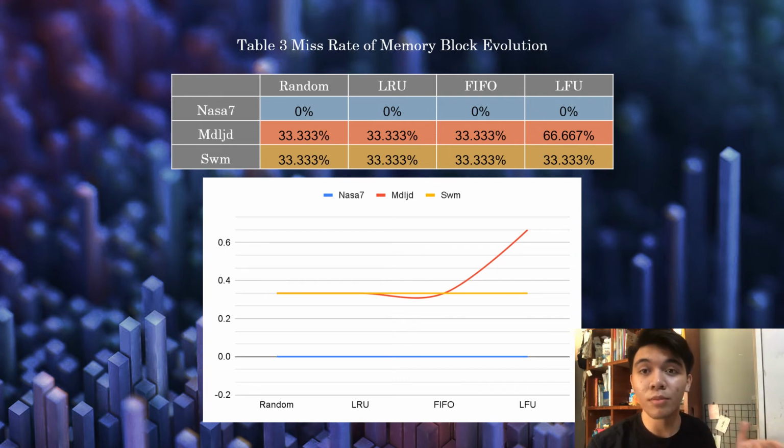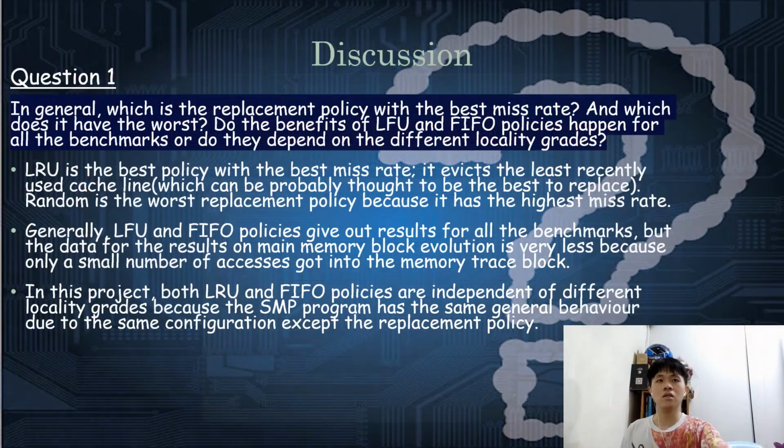As we can see here, the data in the table is quite different from the previous two tables, memory block evolution, according to the graph slide. As we can see, NASA 7 has been used to analyze all 4 replacement policies. For NASA 7, we get a constant value, which is 0, except for LFU, which is 33.333%. And we have a constant value for SWM, 33.333%, and for LFU, 66.667%. But at the end we get 66.667% of miss rate for all replacement policies.